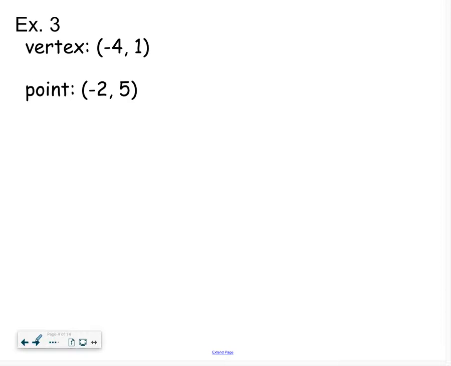So, this is your vertex. That's H, that's K. And then this is X and Y. Now you plug all 4 of these into this equation. Put that in for Y. Plug these in for X and Y, plug these in for H and K.